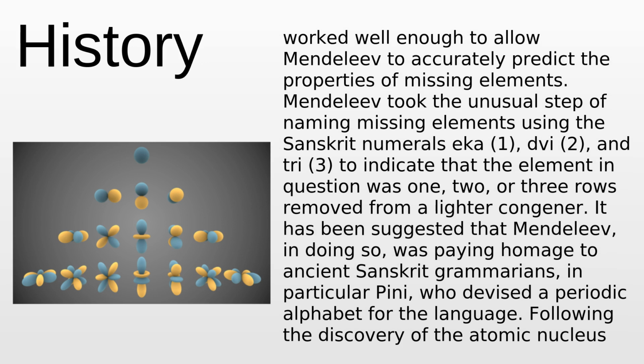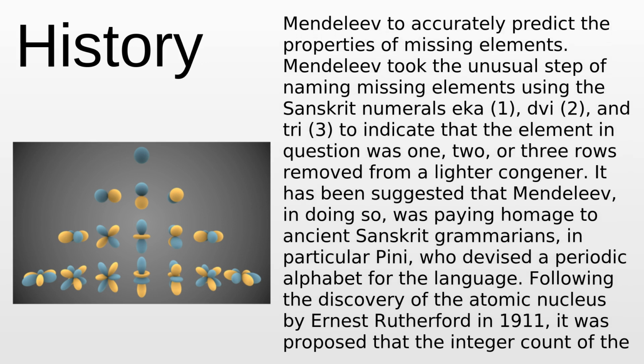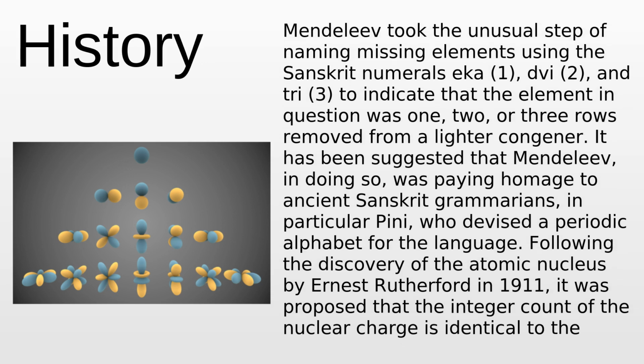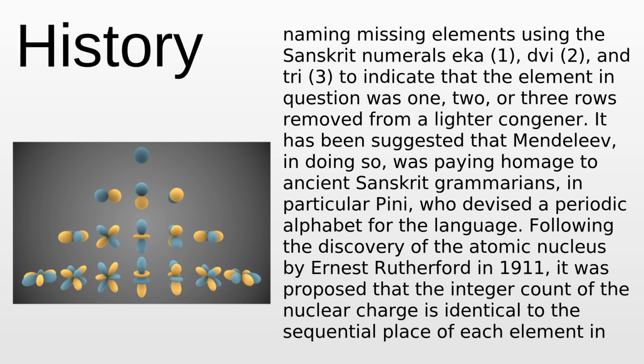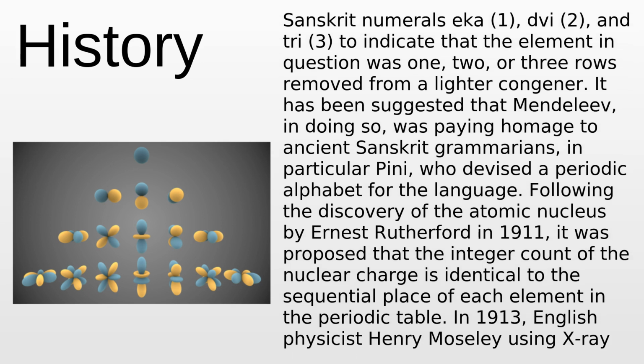Mendeleev took the unusual step of naming missing elements using the Sanskrit numerals eka 1, dvi 2, and tri 3, to indicate that the element in question was 1, 2, or 3 rows removed from a lighter congener.